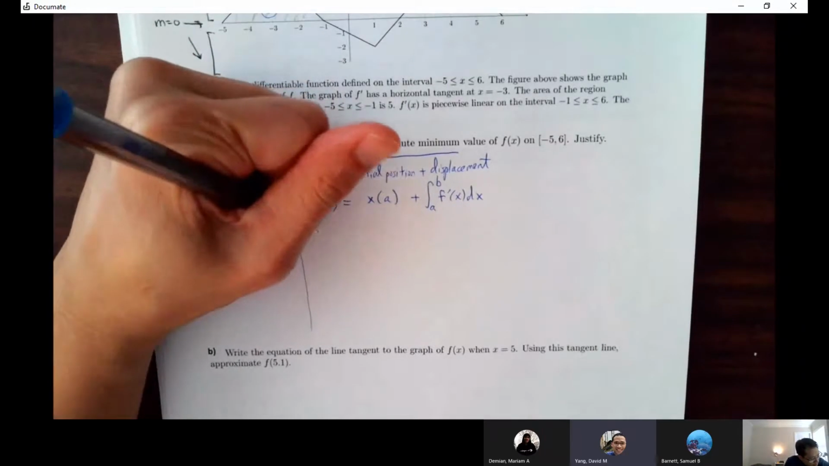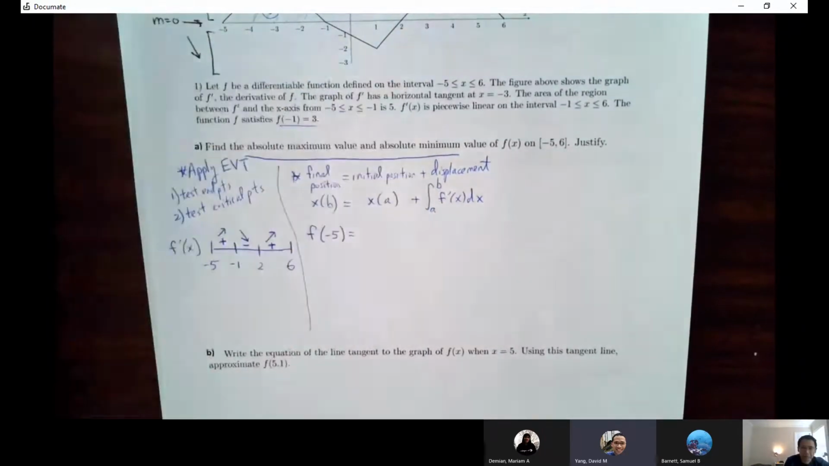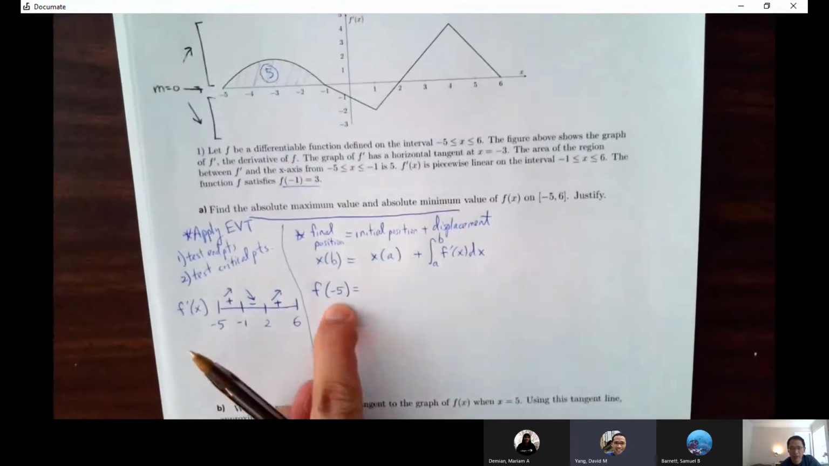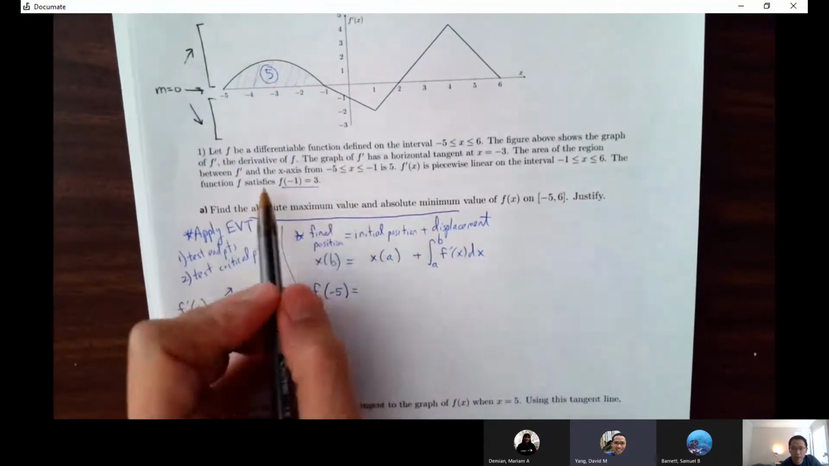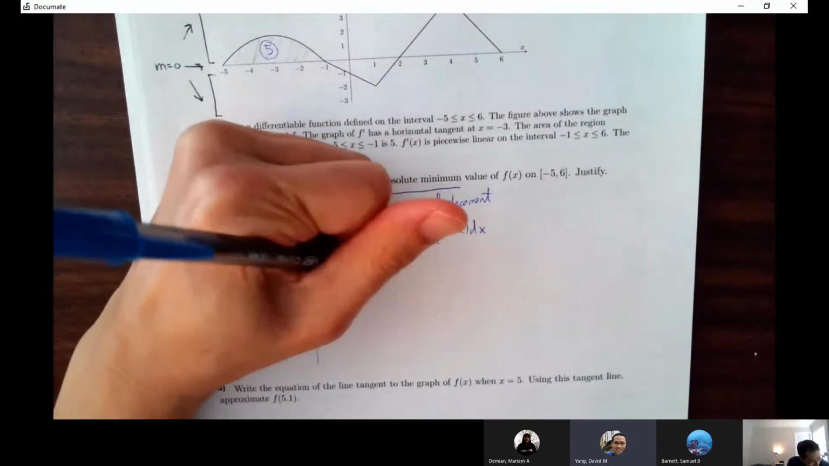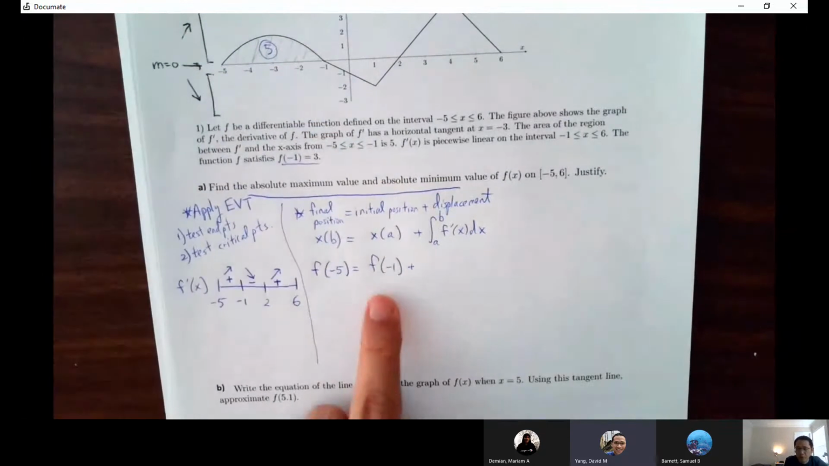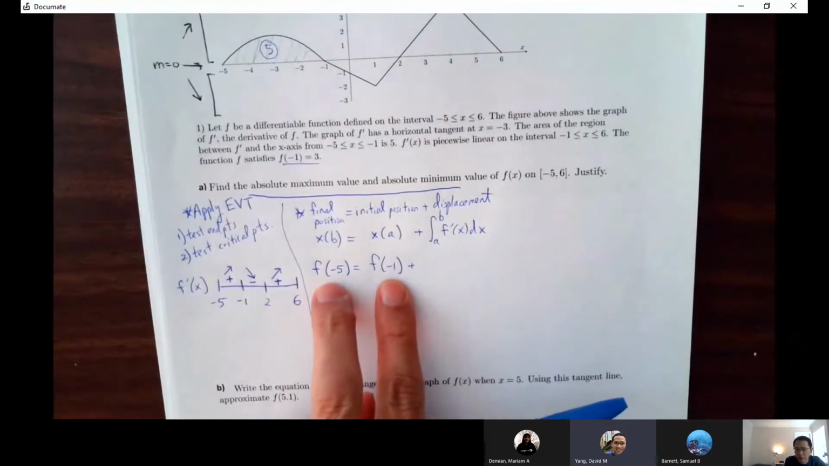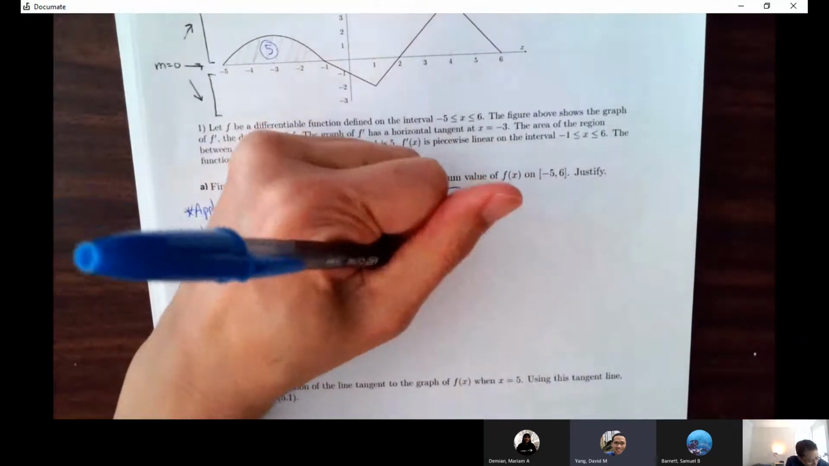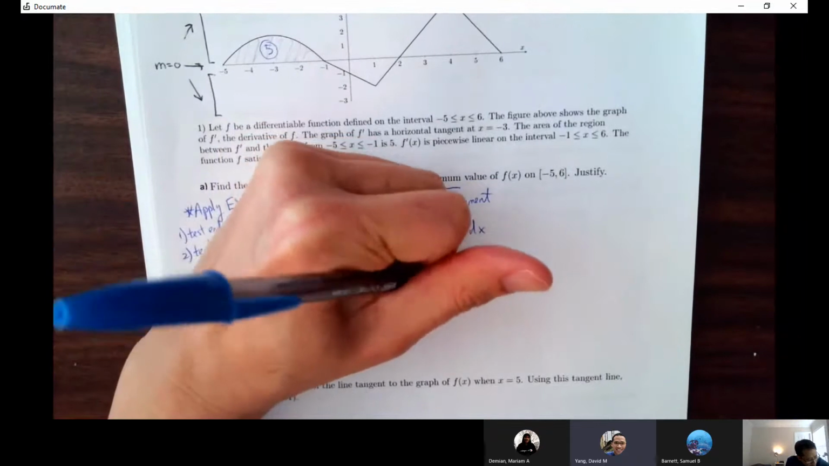Okay, so we have our endpoints and critical points. So we have to test all 4 points. Let's start with -5. If I want to find f of -5, I'm going to start at what's given to me. I have f of -1. And I need to bridge the gap between -1 and -5. I want to know how much progress is made between these 2 points. So the integral from -1 to -5 of f prime.